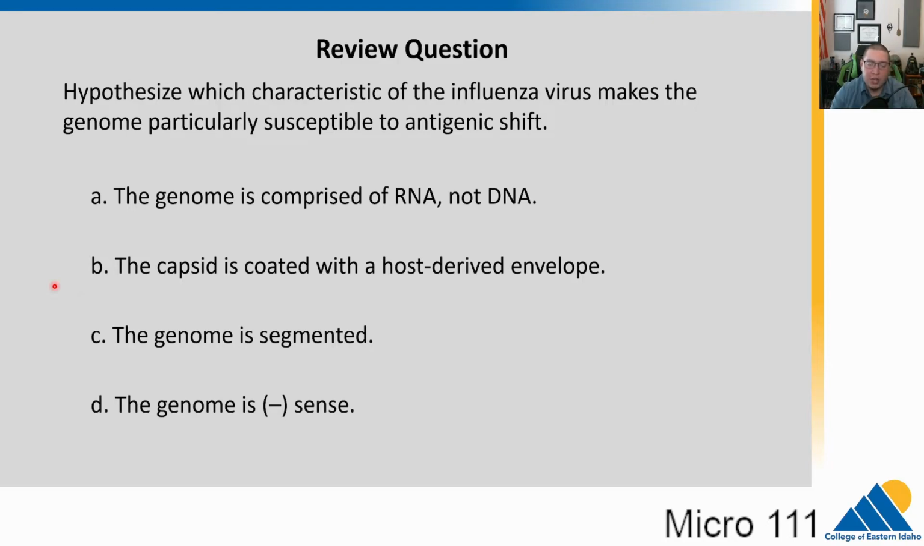Go ahead and pause the video. Think about this one. Okay, the answer is going to be C. The genome is segmented. Remember, antigenic shift was when the segments were able to kind of recombine and reassort. So that segmented genome allows it to evolve so rapidly. These other things do allow it to evolve somewhat rapidly, but the segments are the biggest part.